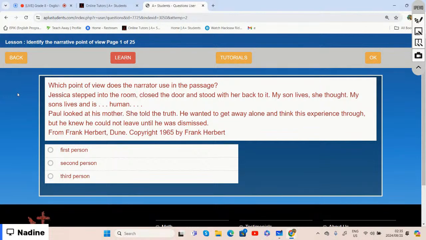And that is from Frank Herbert, Dune, copyright 1965. Is that in the first person, second person, or the third person?